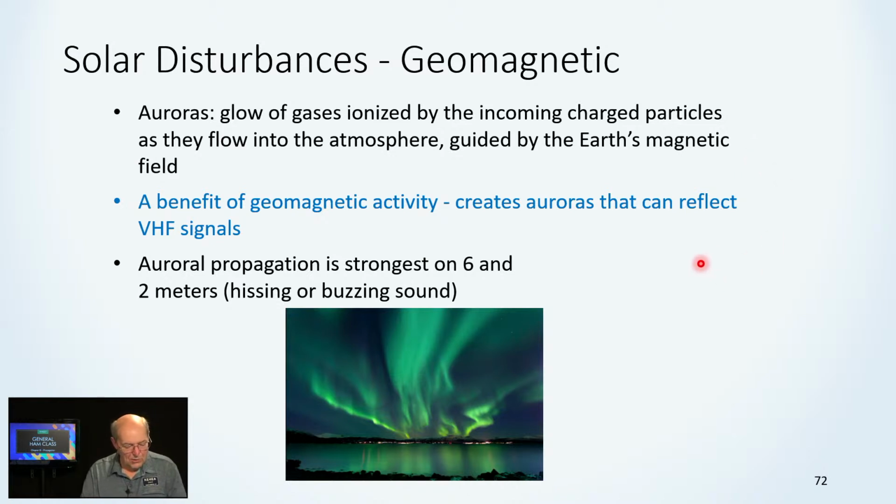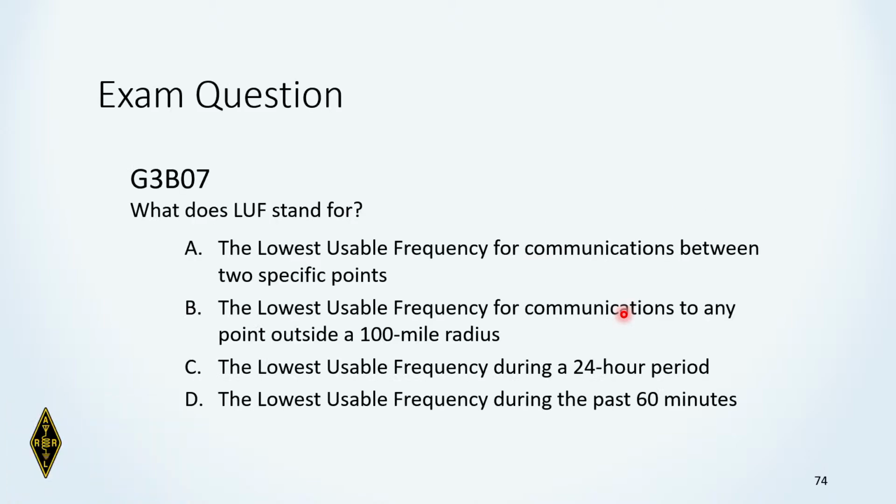Now, here's the one exception where all of these bad things I've talked about can be a good thing. A benefit of geomagnetic activity is that it creates auroras that can reflect VHF signals. This is typically propagation that happens over the Earth's poles. So if we're seeing a visible aurora, there's probably an electrical aurora that will improve VHF propagation. It's strongest on 6 and 2 meters, and because of the nature of what's going on, it has a hissing or buzzing sound. And on to some questions.